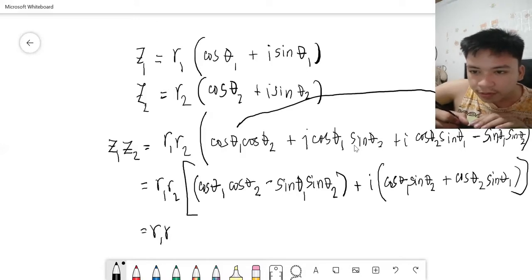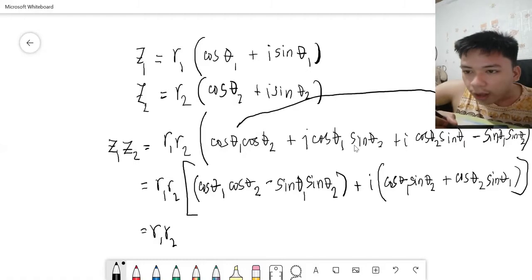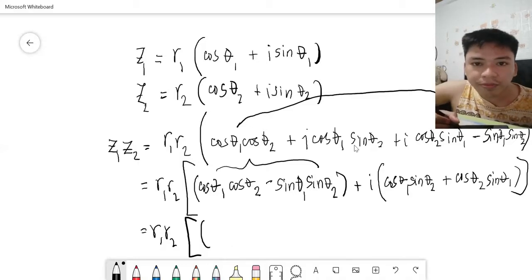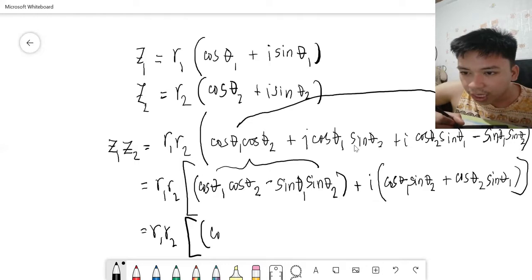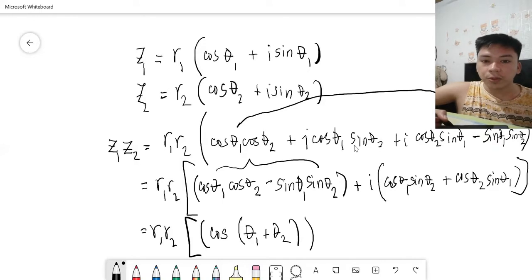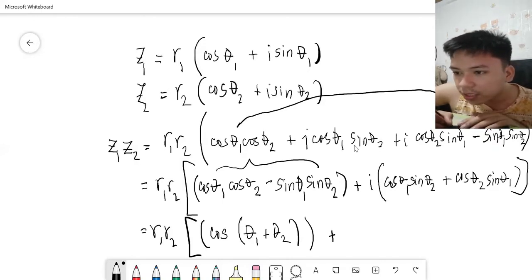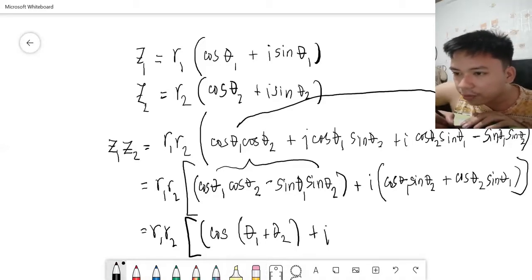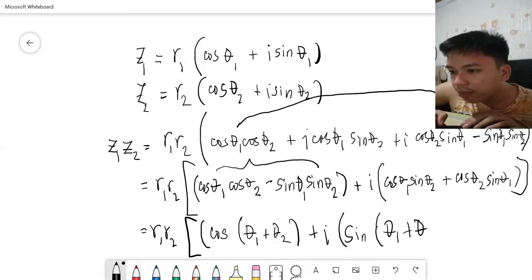And what identity is this? This is actually an identity back in our trigonometry. You just have to review your trigonometry class. This is actually the same as taking cosine of theta 1 plus theta 2. And this is the same as i times sine of theta 1 plus theta 2.